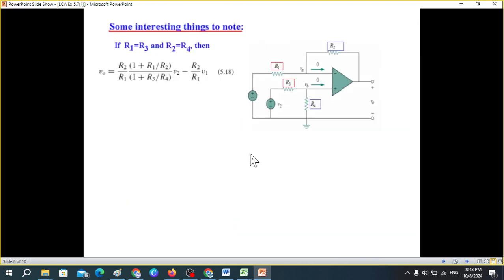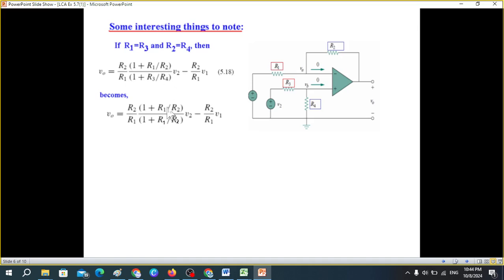Now, two interesting facts we'll discuss. The first one is that if we take R1 equal to R3 and R2 equal to R4, then what will happen? So we'll plug in these values.